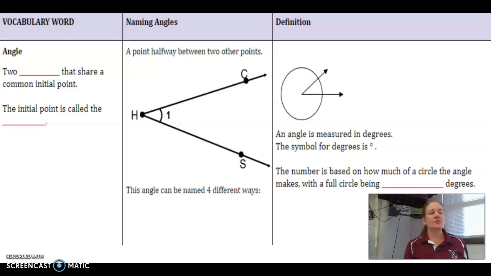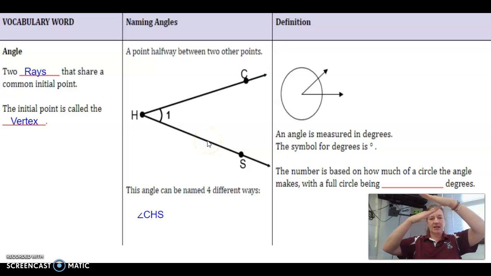So the vocabulary: an angle is two rays that share a common initial point. You remember what a ray is, right? The initial point is called the vertex. So what I mean is if I'm looking at this, I have C to H, okay? H is my endpoint and C is my ray, right? Or HC is my ray, HS is my ray, and it's like two rays came together and they met at the shared endpoint, which becomes a vertex.